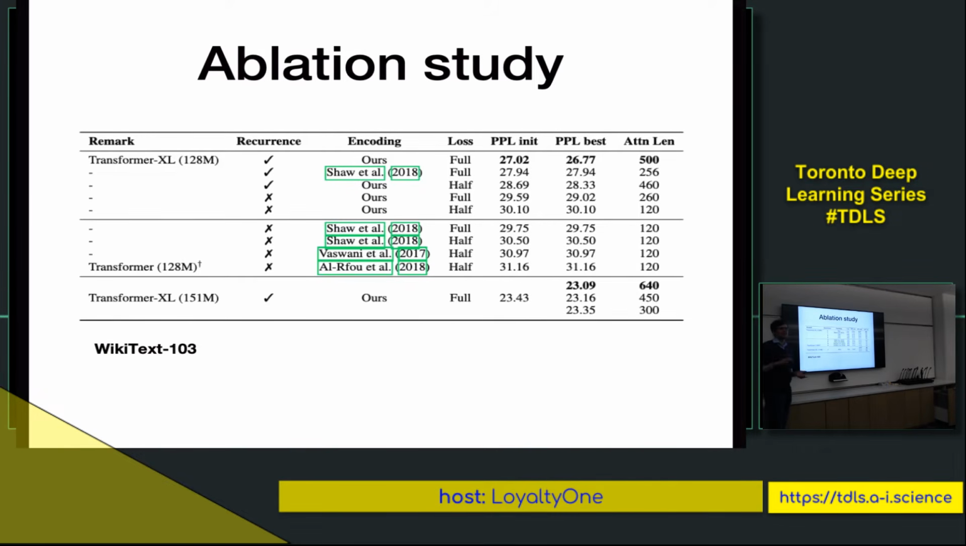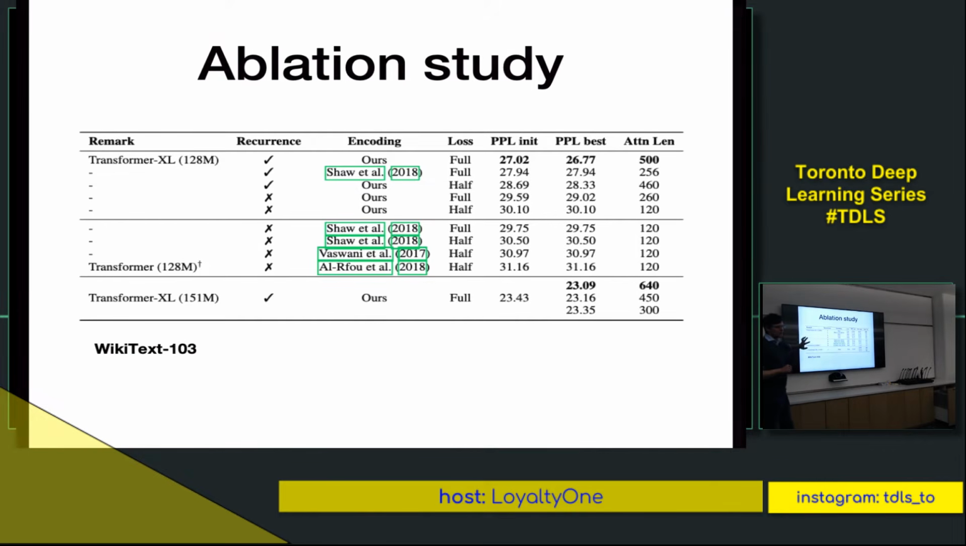And before there was the question whether the positional embeddings make it better or worse. Just to clarify, the positional embedding makes the model better, not worse. And the way they show it is, they say we have here recurrence and we have the encoding, and ours is their encoding, and these Shaw et al. and Vaswani and Al-Rfou, where Vaswani and Al-Rfou don't use the vanilla encoding, and Shaw et al.